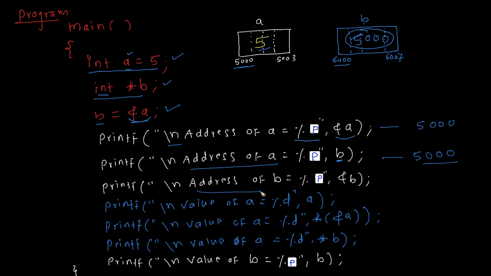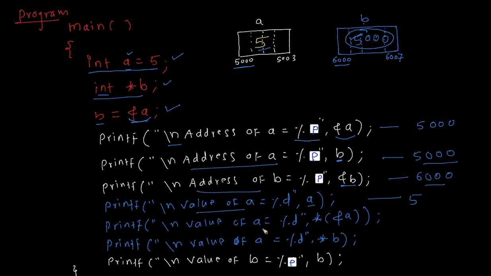Now the address of B. How will I get the address of B? Ampersand B, that is the address of operator. This will give me the address of B, which is 6000, and that I'll print. Now the value of A. How will I get the value of A? Simply say A, and we will get the value of A. This will print 5.